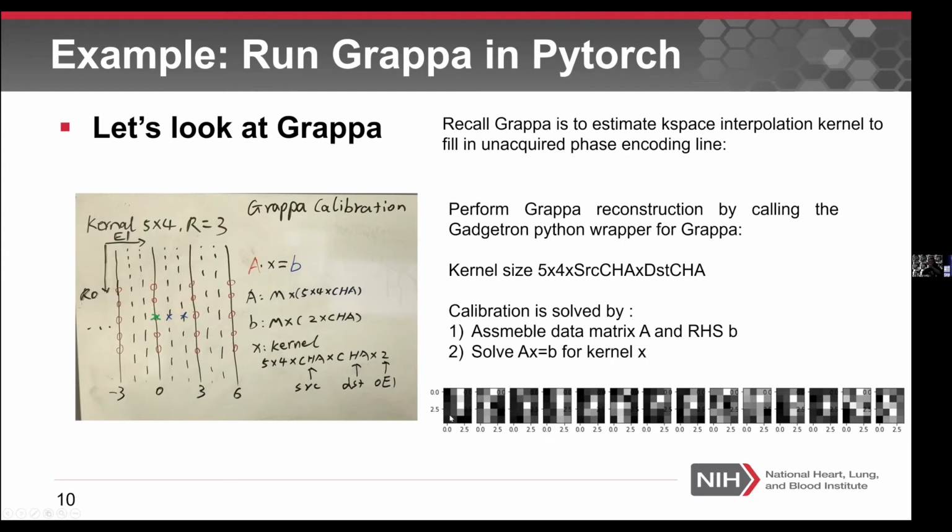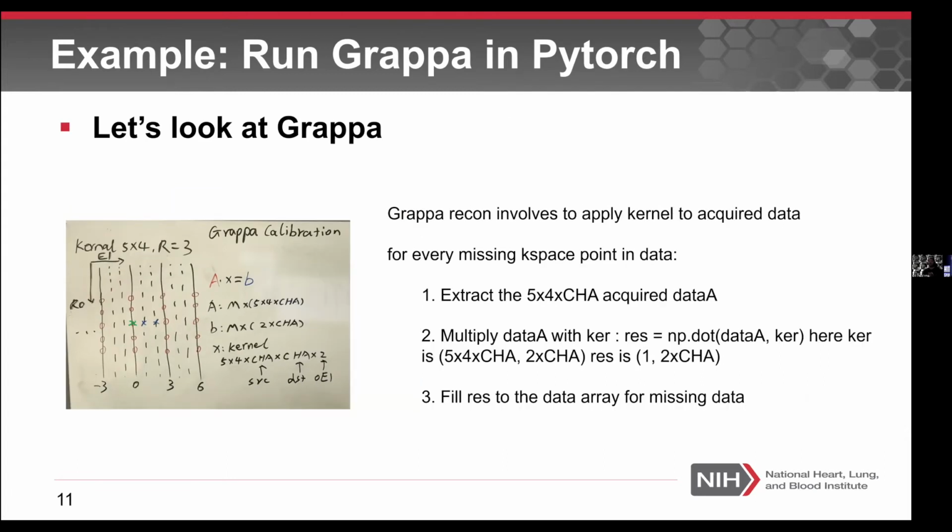So these figures actually give the GRAPPA coefficients, how they look if you plot them. In Gadgetron, we default to using the 2D kernel, which means, for example, in this case, 5 by 4: 5 points along the readout and 4 along the first encoding dimension. When we do the reconstruction, it actually just involves another matrix multiplication. We extract every 5 by 4 by channel patch from the imaging data. Then we apply the kernel to estimate the dotted line. Then we just fill that dotted line back into k-space. Then you get the full k-space. This is a rather elegant and simple approach.